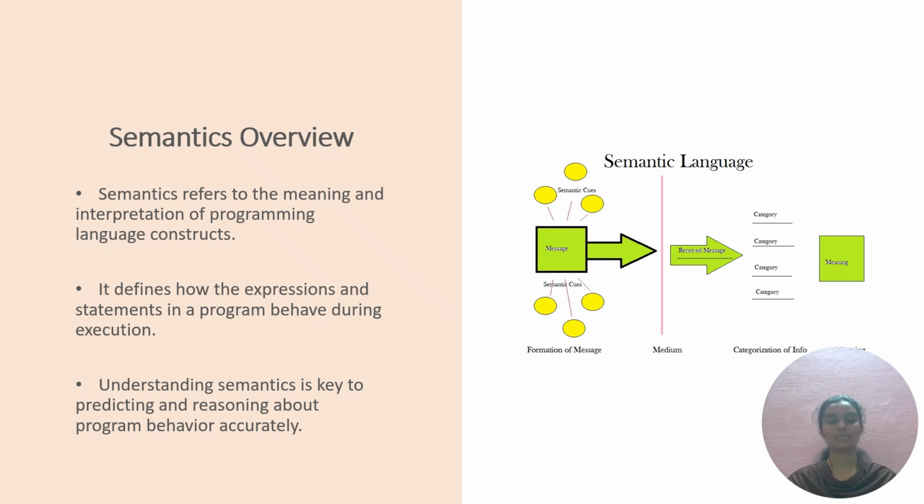Semantics refers to the meaning and the interpretation of programming language constructs. The semantics ensures that both the compiler and the programmer understand the logical meaning of each expression and the statement. It defines how the expressions and the statements in a program behave during the execution process. It also helps in predicting and reasoning about the program behavior efficiently.